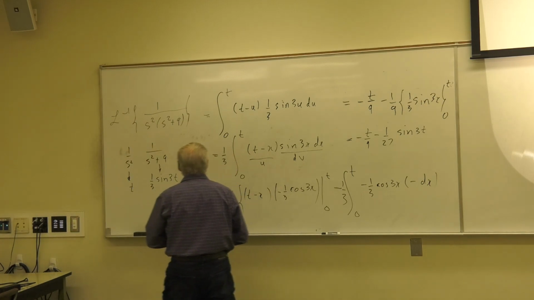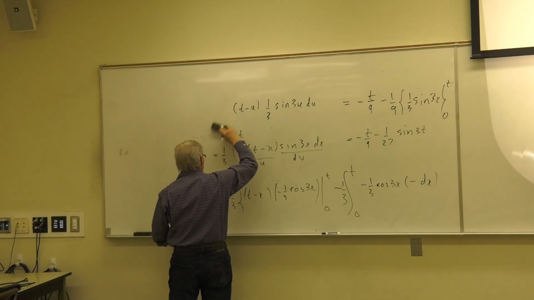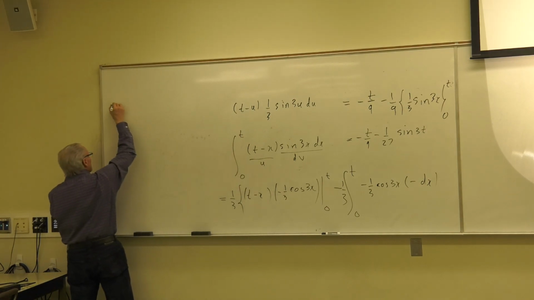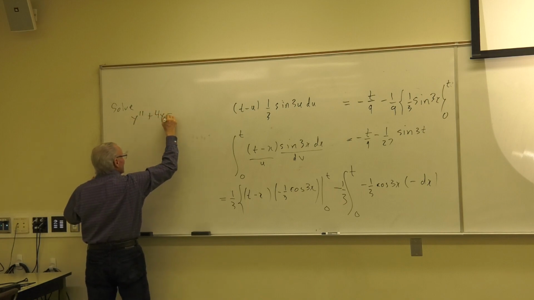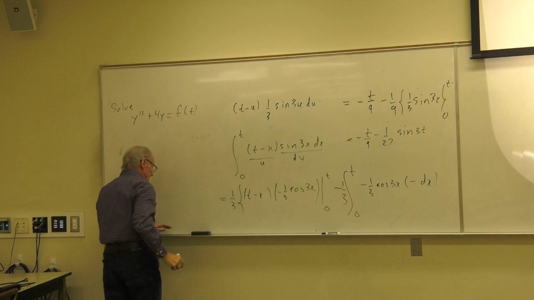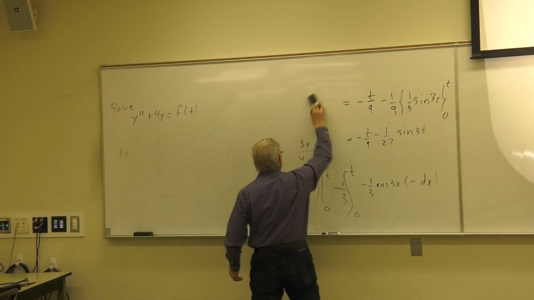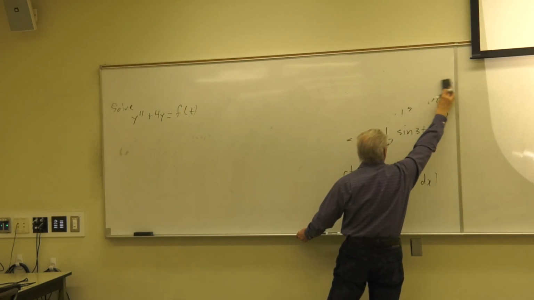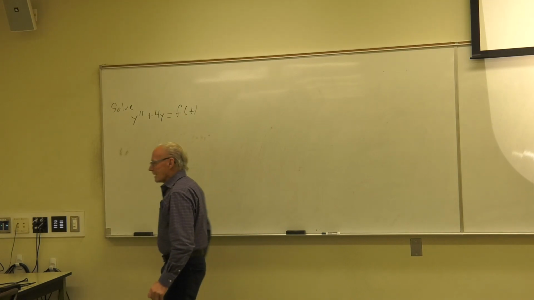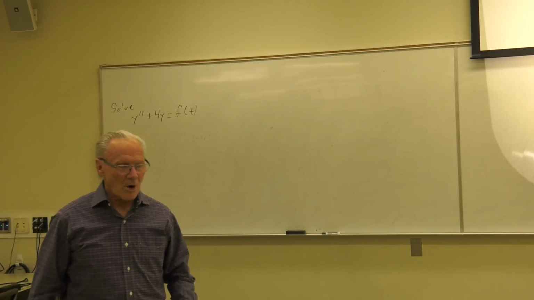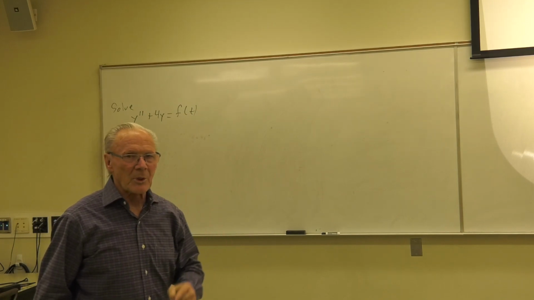Here's an example where convolutions are indispensable. Suppose I said solve the following problem: y double prime plus 4y is equal to f of t. Find me a general solution of that linear, second order, constant coefficient, non-homogeneous differential equation. Can you solve it with chapter 15? No. You can come up with the y sub h, but you can't come up with a y sub p.